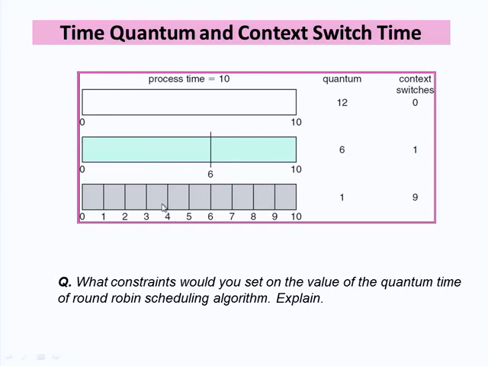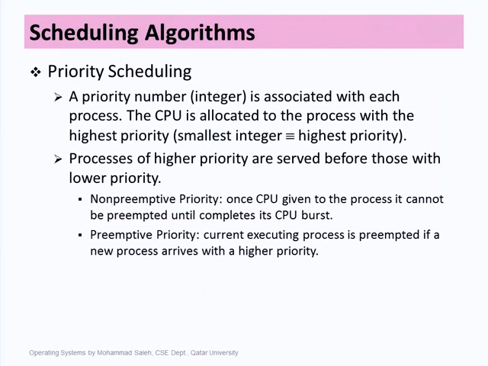And if we have the quantum time to be 6 or 5, then basically we have 1 context switch. So if you have to choose only one of these 3, which one will you choose? The middle one, right? You will not choose the last case because of the many context switches, and we know that this affects performance because of the delays. And we will not choose the first one because basically this is a FIFO, not round robin.